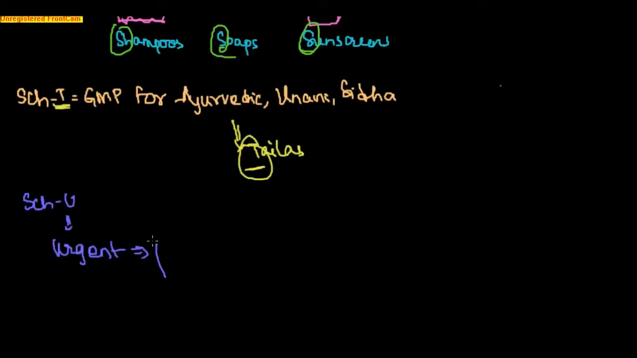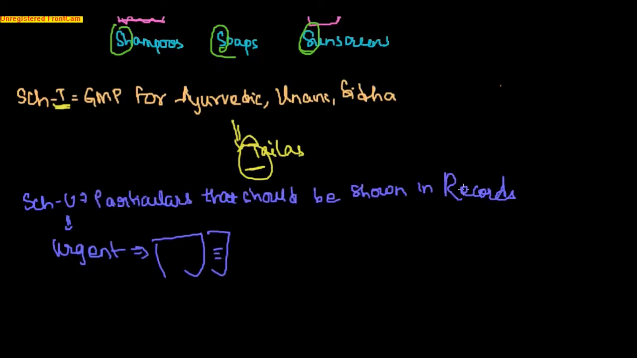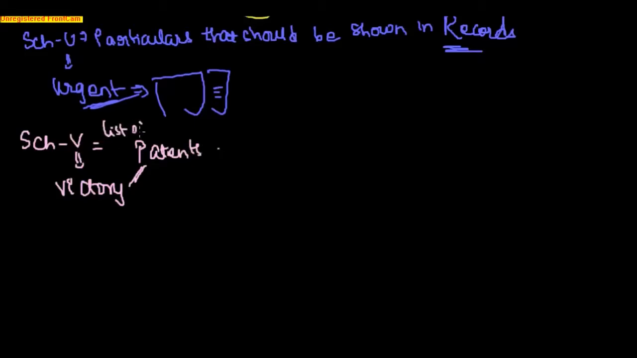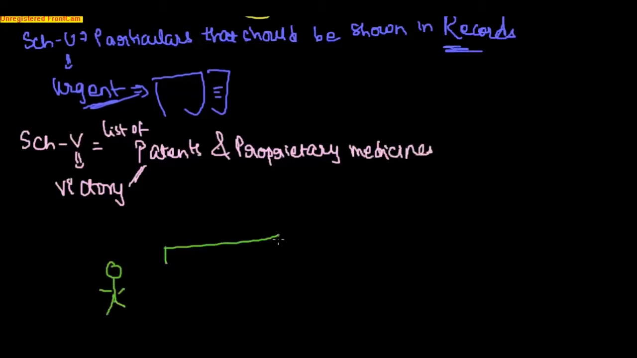Then Schedule U for urgent. So what do we do urgently? Write records before practical exams. So schedule U is about records. And then schedule V, V for victory. What's the ultimate victory for a pharmacist? That is getting patents and proprietary rights. So schedule V consists of a list of patents and proprietary medicines.